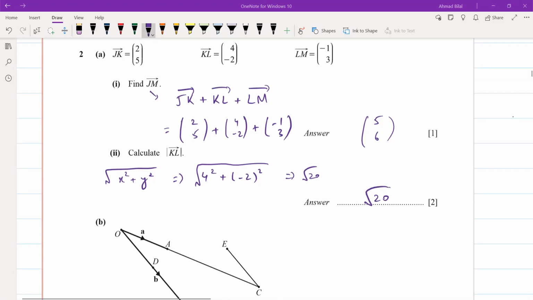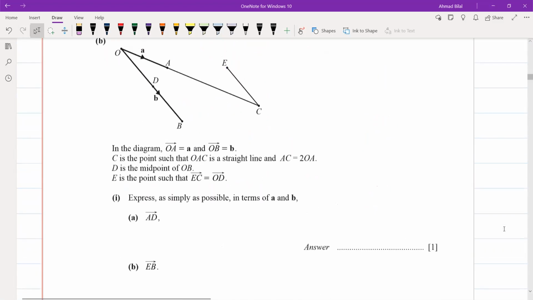आपने सिर्फ formula apply किया, and you get the result. So that's really straightforward. अच्छा. अब उसने क्या किया हुआ है? उसने आपको एक figure दिया. उसके बाद in the diagram OA, the vector OA is equal to A. So that's here.